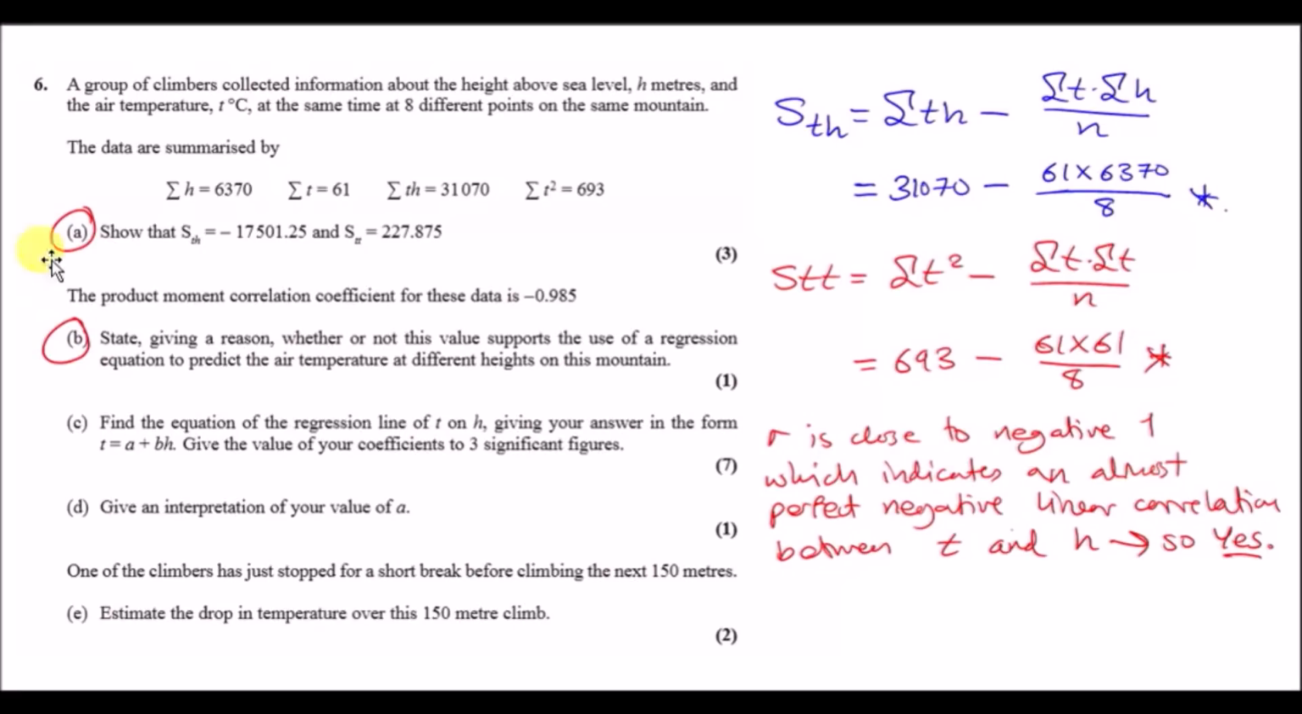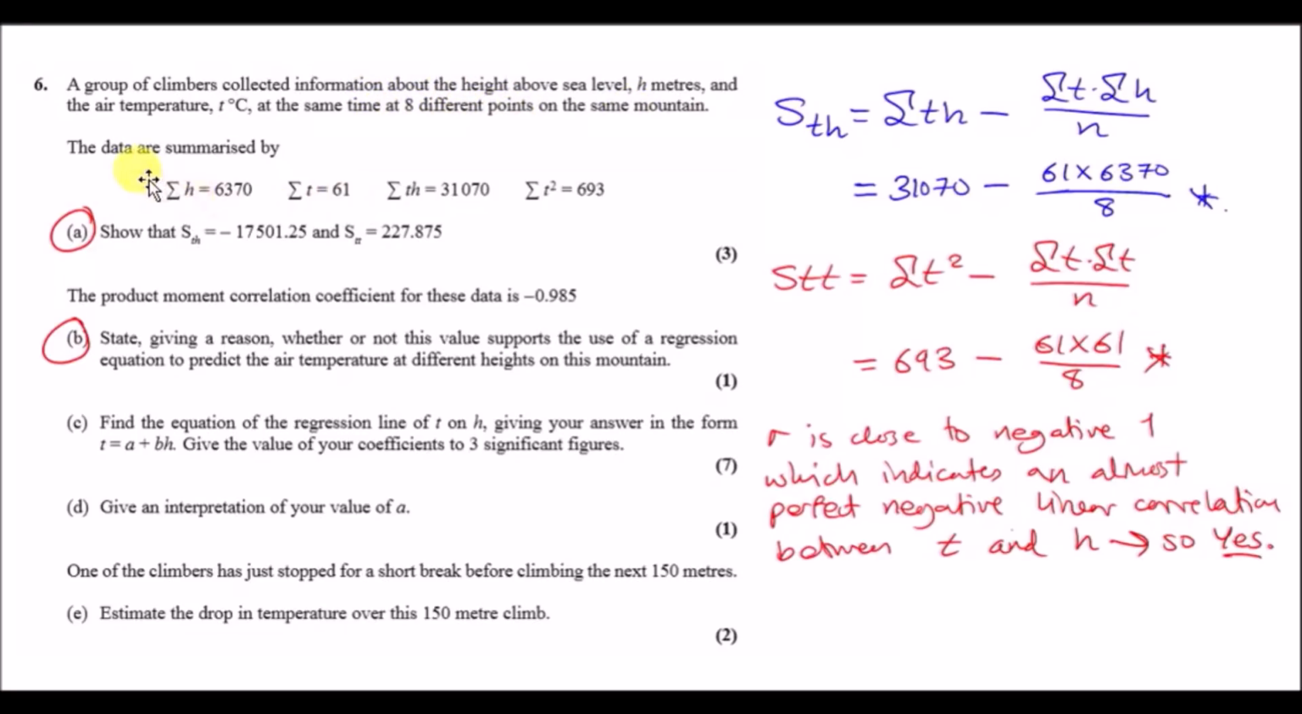Alright, number 6, guys. Just like question 2 and a few other problems, some of these questions are really lengthy to solve, especially on a calculator. So I've summarized everything in a neat way, which can show you the steps you should take to solve every problem. So let's have a look at number 6. A group of climbers collected information about the height above sea level, h meters, and the air temperature T degrees Celsius at the same time at 8 different points on the same mountain. It says 8 different points, so straight away the sample size n is 8.